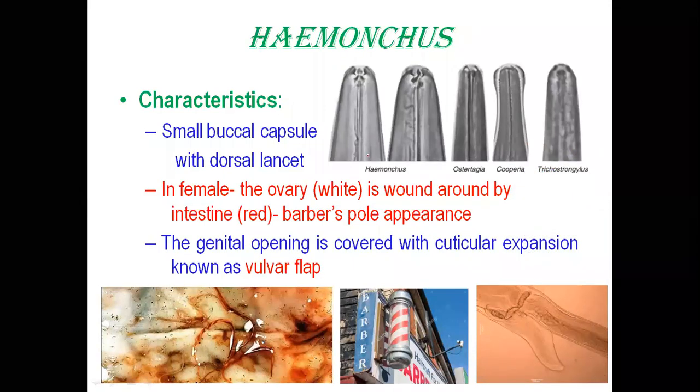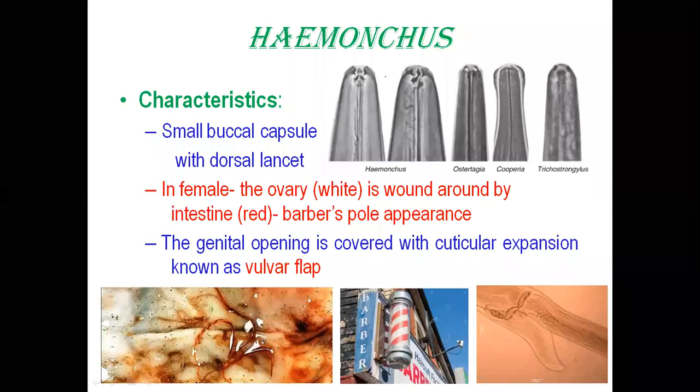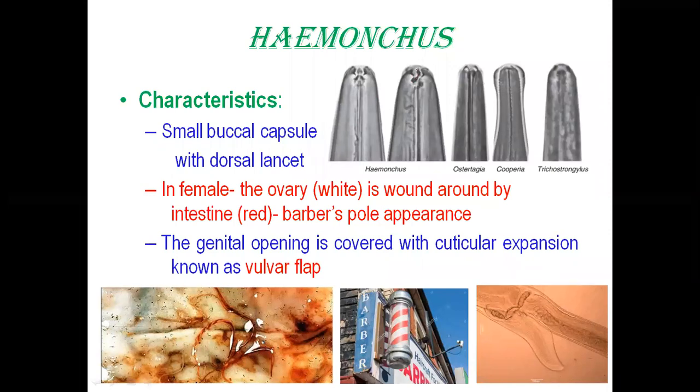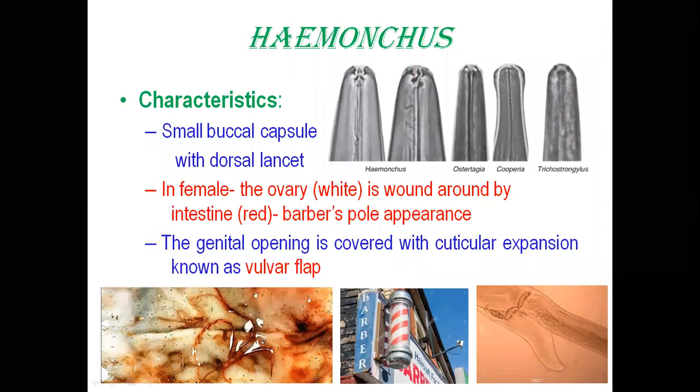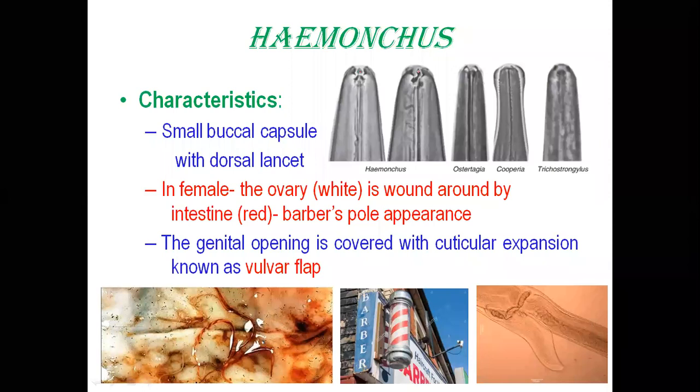Okay, so the characteristic of Haemonchus contortus is, as I told you, that even though the family characteristic says the mouth part, the buccal capsule, is absent, here in this case, if you see here, there is a small buccal capsule, with presence of a dorsal lancet. This is the dorsal lancet. You can see the darker area within the buccal capsule. This darker area, this one and this one, are the dorsal lancet or dorsal teeth.